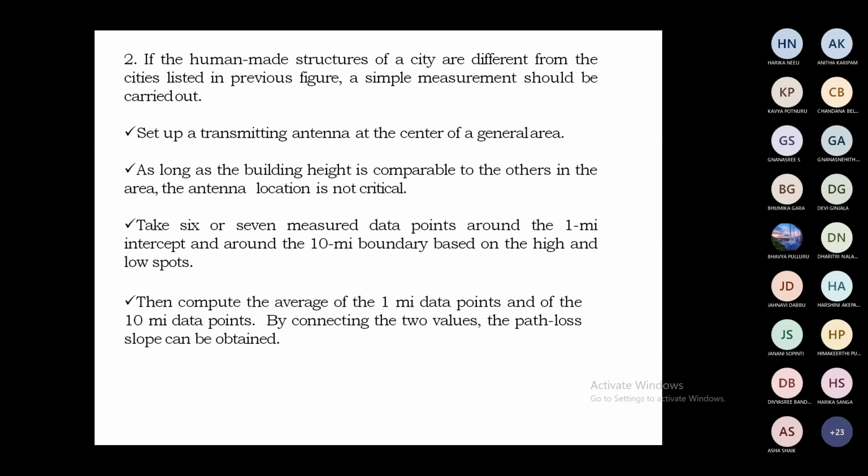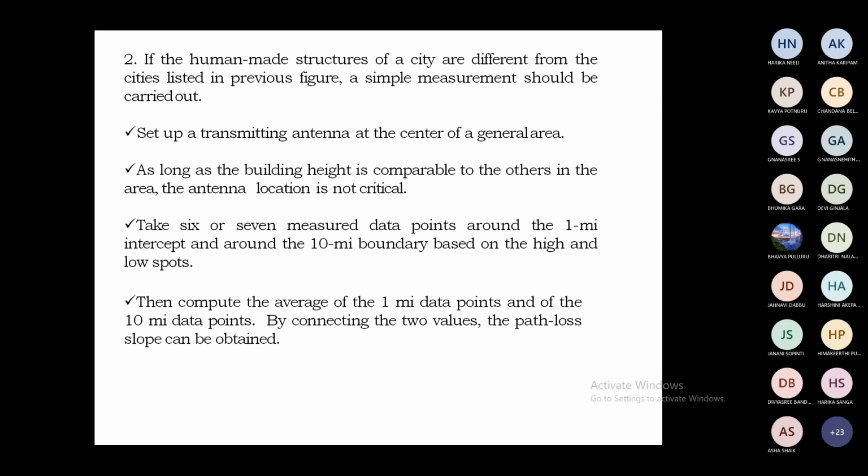The steps are: first, set up a transmitter at the center of a general area. That is, we have to build a transmitting antenna at the center of the coverage area. Next, compare the building heights. Within the 1 mile area, check the height of the buildings and compare one building to another. Next, take 6 or 7 measured data points around the 1 mile intercept point. That is, within a 1 mile radius, we have to take 7 data locations.